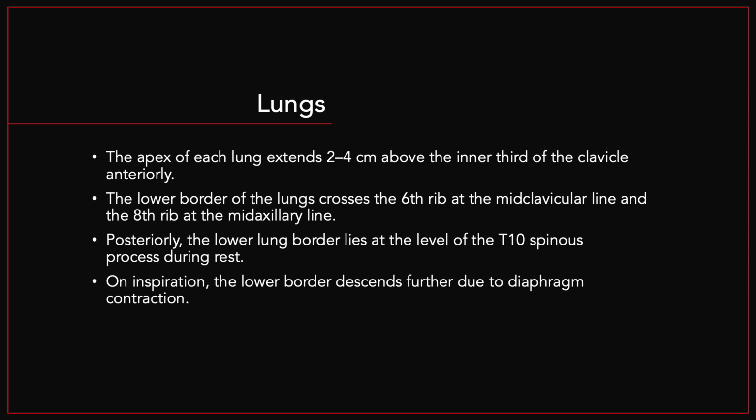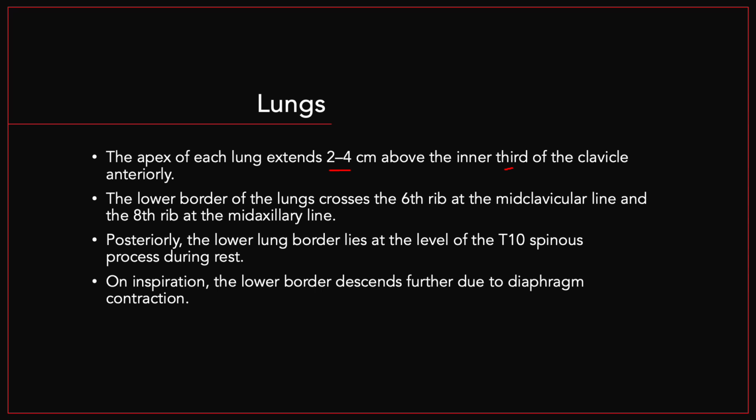All right, so obviously you guys have studied the lungs anatomically, but let's review a little bit of the anatomy. So the apex of each lung is going to extend 2 to 4 centimeters above the inner third of the clavicle anteriorly. Okay, this is why we don't want to get too far down when we're scanning for our brachial plexus blocks, when we're starting a central venous catheter, anything like that. We have to remember how close these lungs get to some of the regional anesthesia procedures that we do, and also to the central lines that we place. So definitely important to remember that.